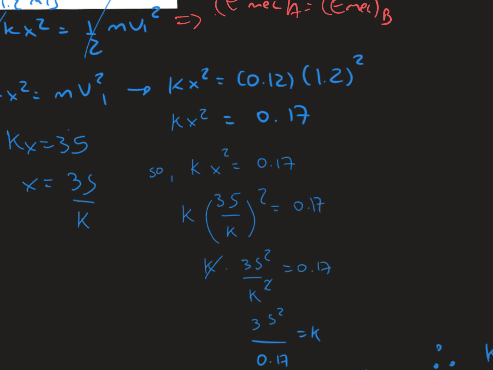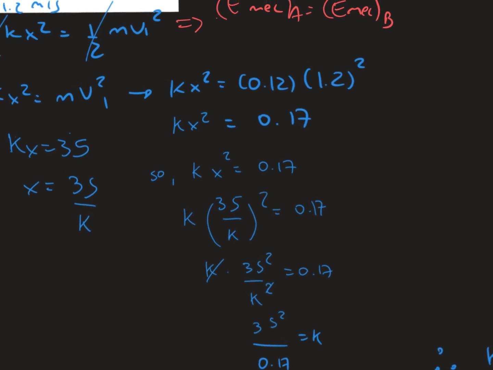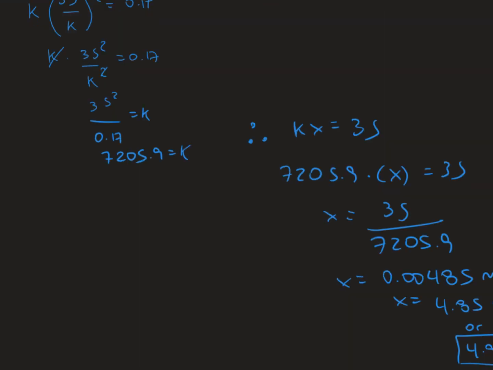So we replace the x with the value on the left. We get k times (35 over k) squared equals 0.17. As we continue doing the algebra, we can cancel out the k's, and we end up with 7,205.9 for the value of k.